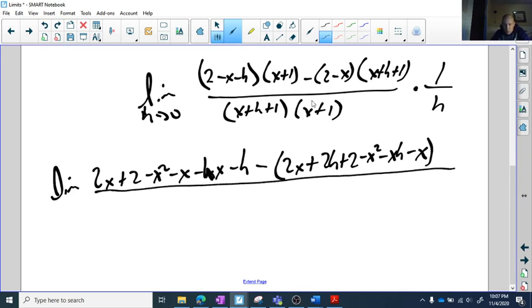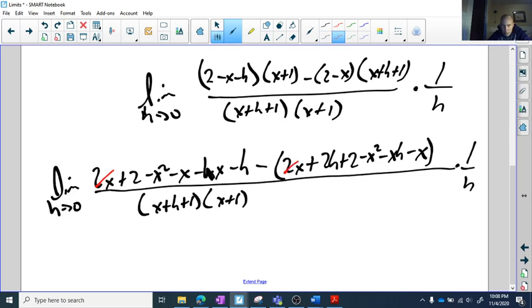That's all over this denominator, x plus h plus 1, x plus 1, h is still going to 0, and then you still have your 1 over h, which we'll just put out here at the end. Anything that doesn't have an h in it, we're hoping will cross out. So 2x, take away 2x, perfect. Plus 2, take away this 2, those are going to cross out. A minus x squared, take away a minus, that's going to add x squared, that'll wipe out. Minus x, this minus will go to here. That'll wipe that out.